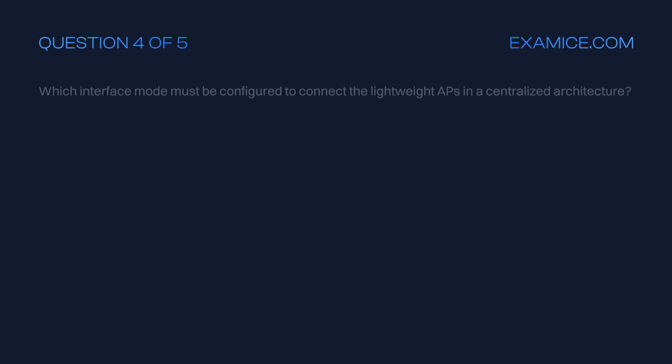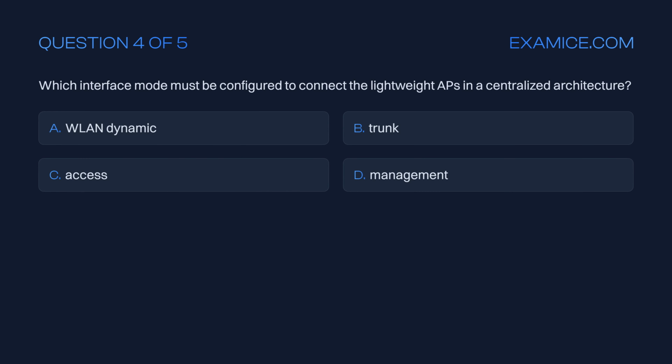Question 4. Which interface mode must be configured to connect the lightweight APs in a centralized architecture? Option A. WLAN dynamic. Option B. Trunk. Option C. Access. Option D. Management.